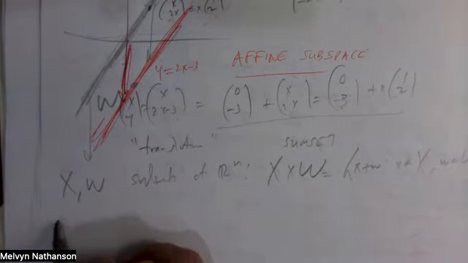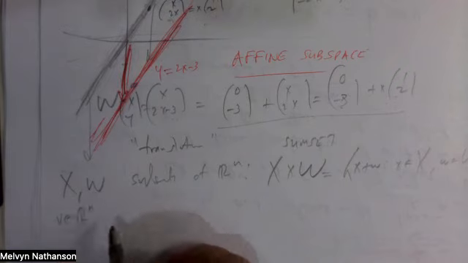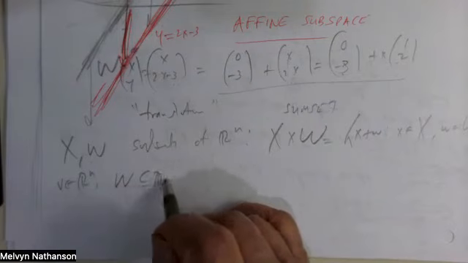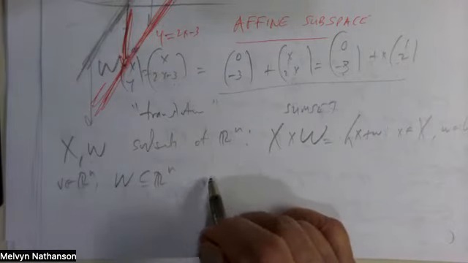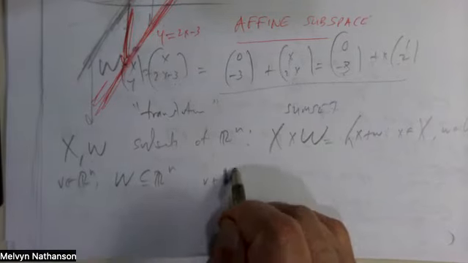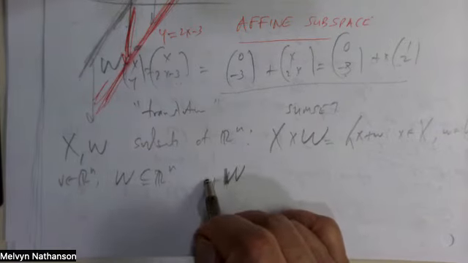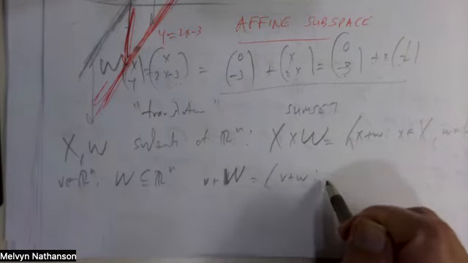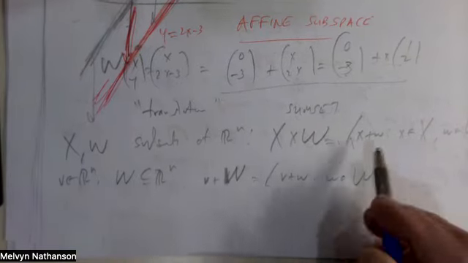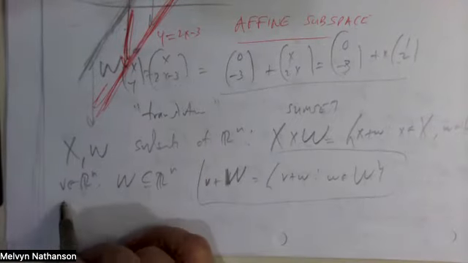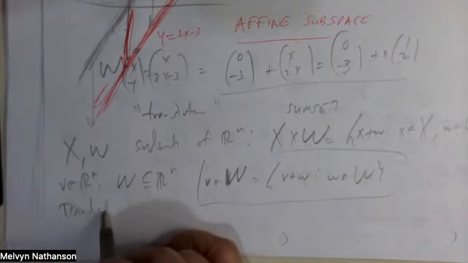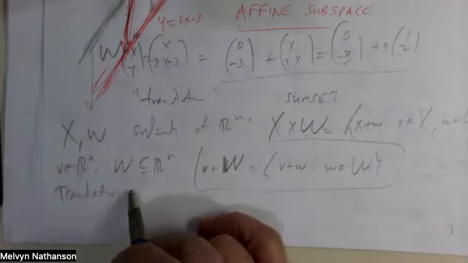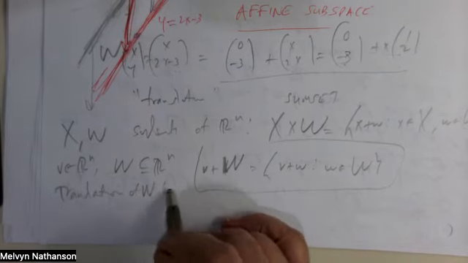But more to the point, if I take a vector v in Rn and a subset W, or a subspace W, contained in Rn, then V plus W, where V is a fixed vector, means I add V to every vector in W. This is the important definition. This is the definition of what a translation is in a vector space. This is translation of the subspace W by V.